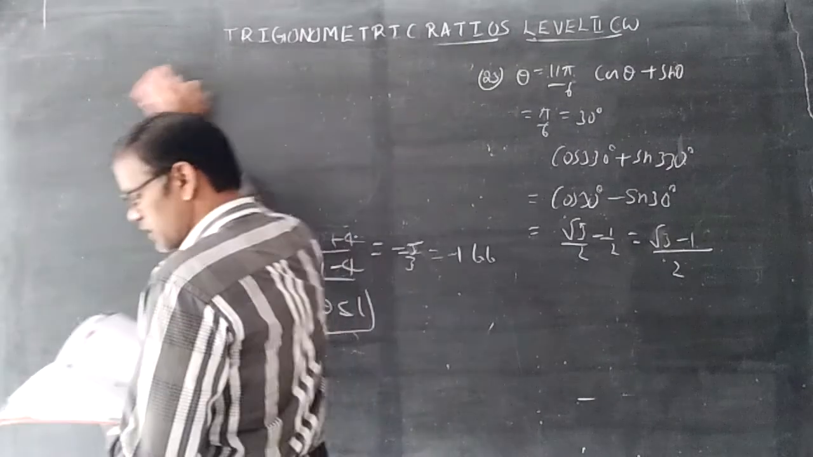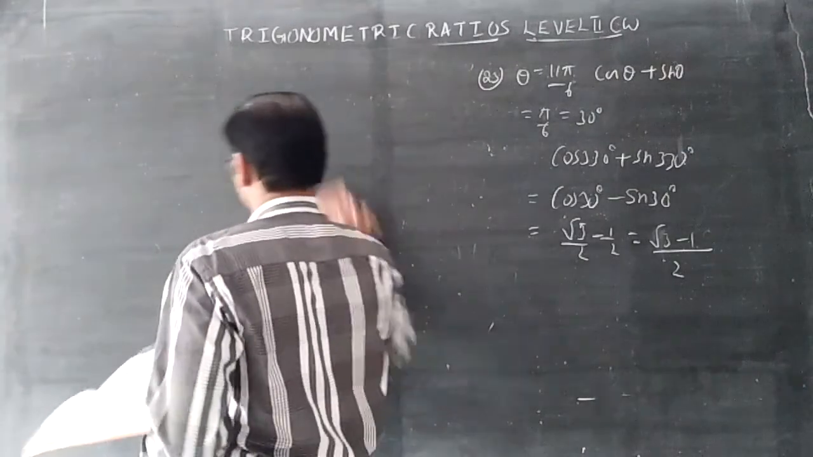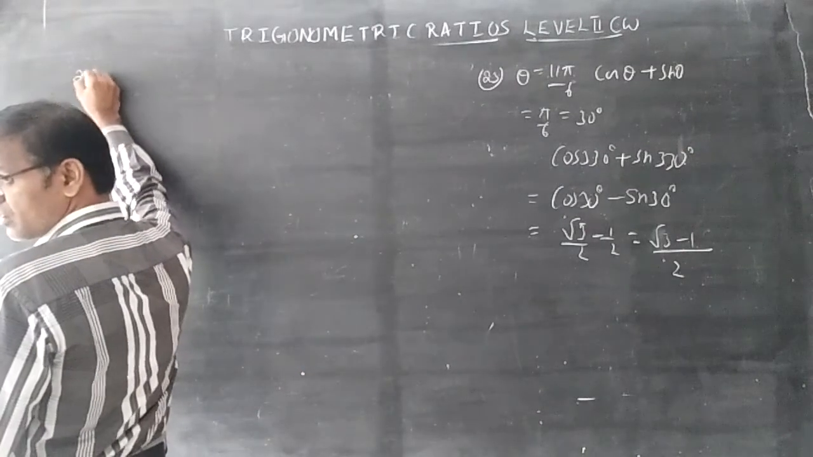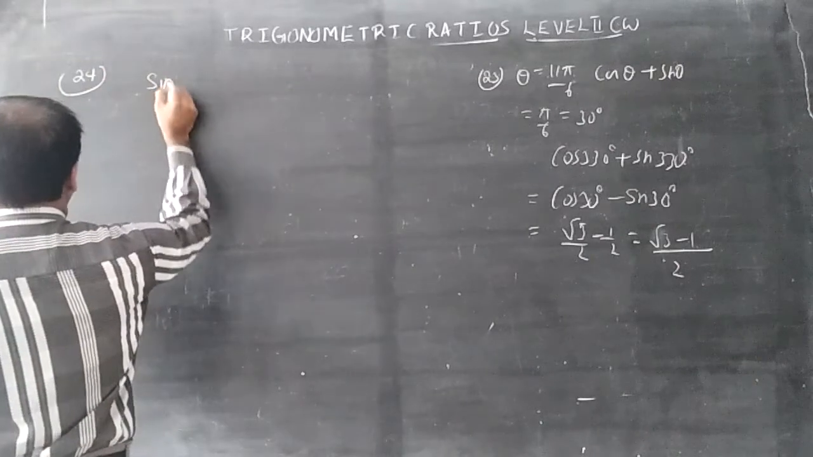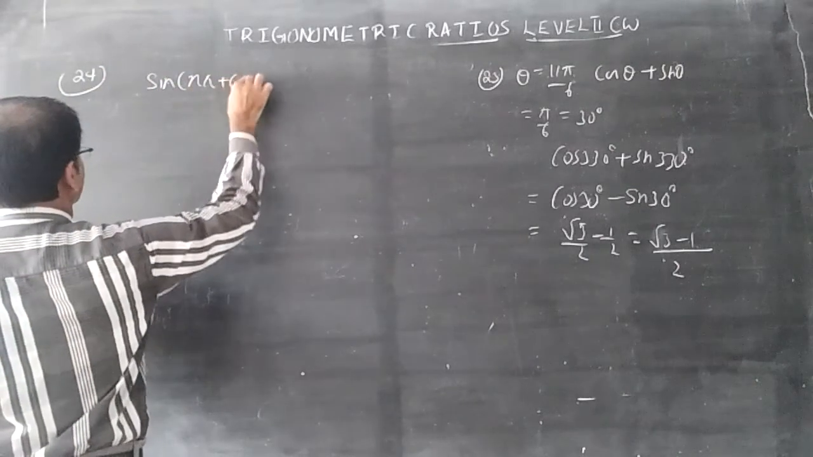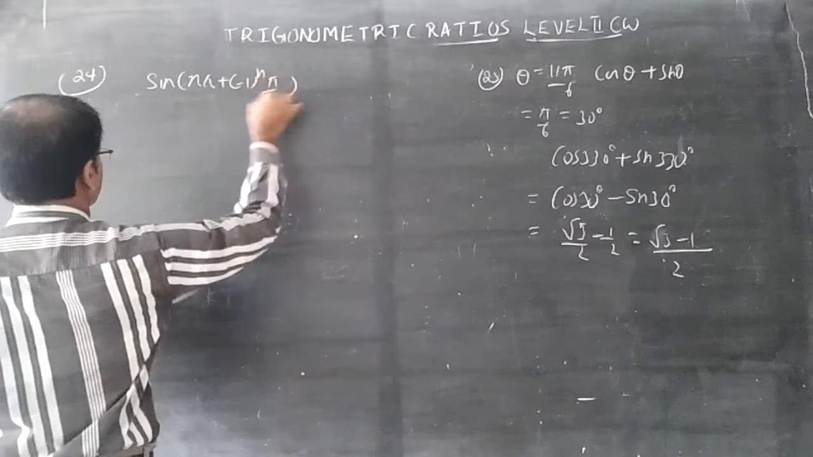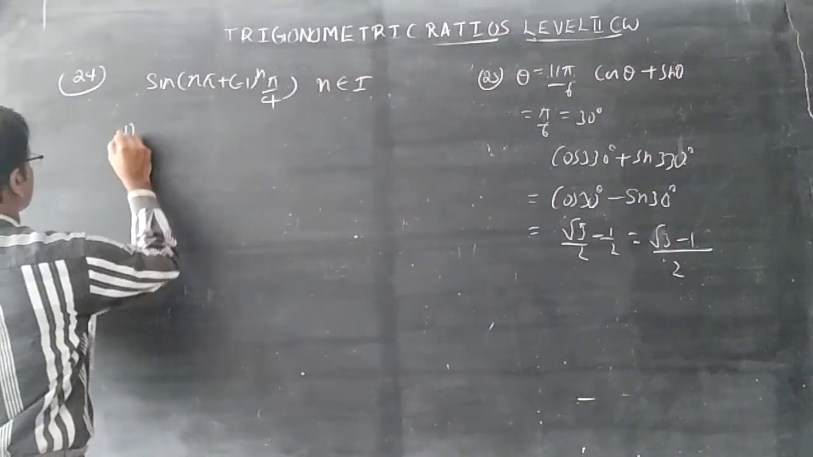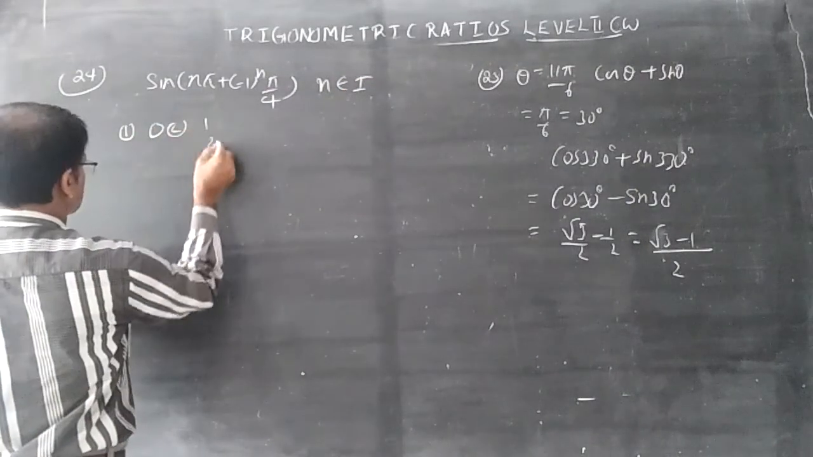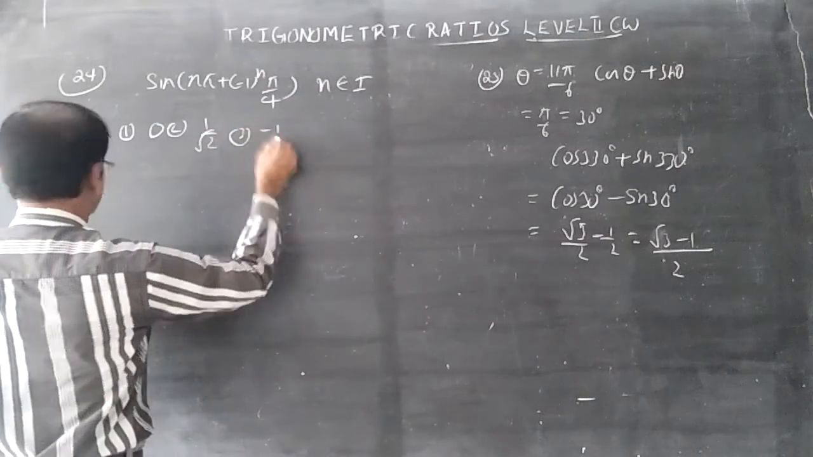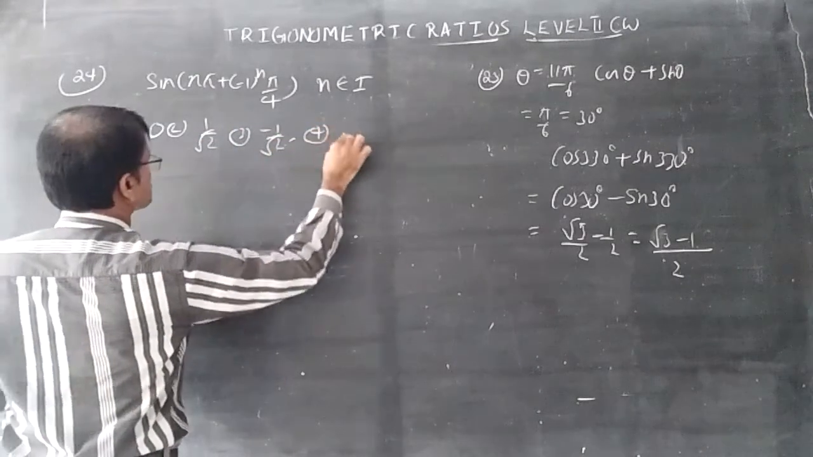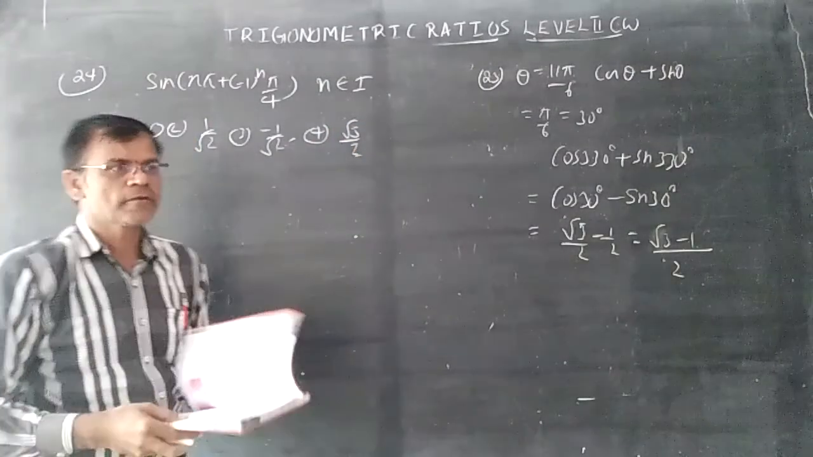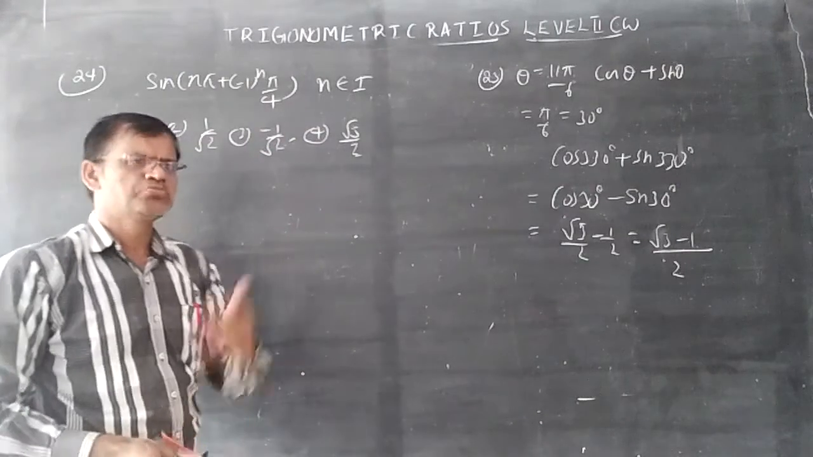Next, the value of sin of that one, students. Good. Sin of n pi plus minus 1 whole power n into pi by 2, where n belongs to I, I meaning integer. First option 0, second option 1 by root 2, third option minus 1 by root 2, fourth option root 3 by 2. Whenever the given n is an integer, put any integer.